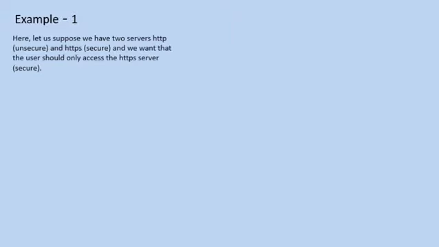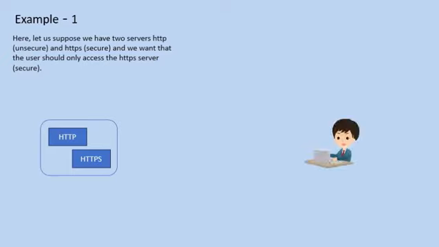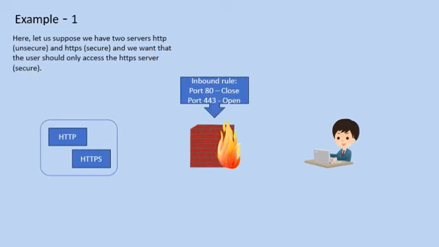So let's try to understand with an example. Here I am taking example number 1. Let us suppose we have two servers, HTTP, which is unsecure, and HTTPS, which is secure. And we want that the user should only access the HTTPS server because it is secure and encrypted. So we want that the user can only access the secure one. Here is our user, which is on the internet. Here we are using a firewall.